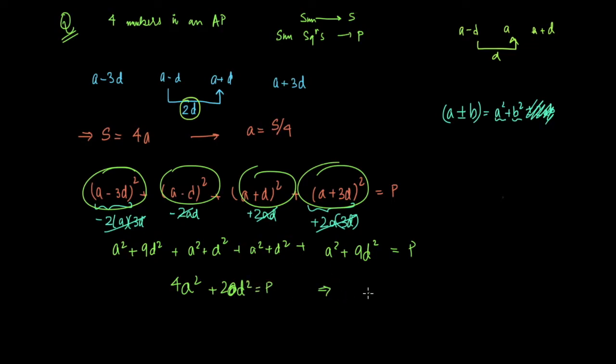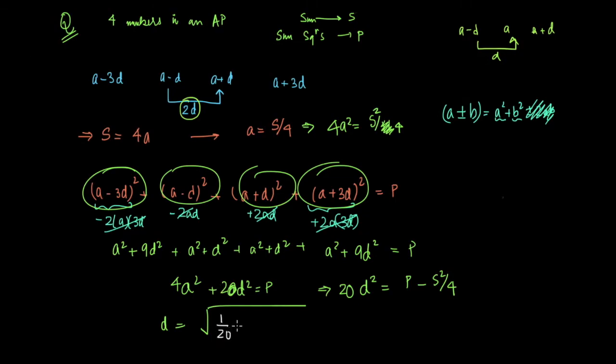Now this is very simple to solve. All you have to do is solve for d. So 20d square equals p minus 4a square. And what's a square? Well, if s by 4 is a, then a square is s squared by 16. And therefore, if you multiply 4 on both sides, 4a square therefore just becomes s squared by 4, okay? So s squared divided by 4. Now, all you're left to do is to find the value for d, and that becomes root of 1 by 20 times p minus s squared divided by 4.